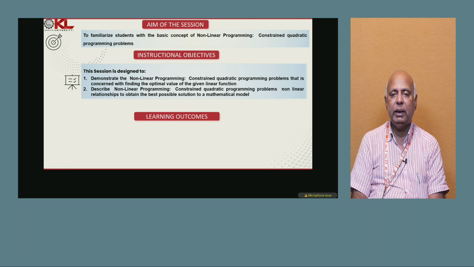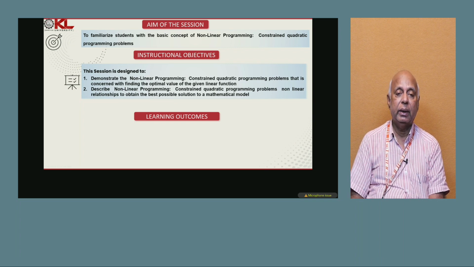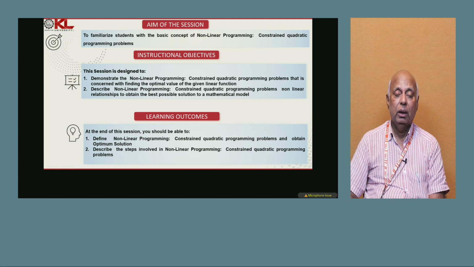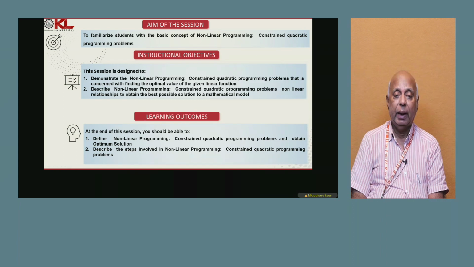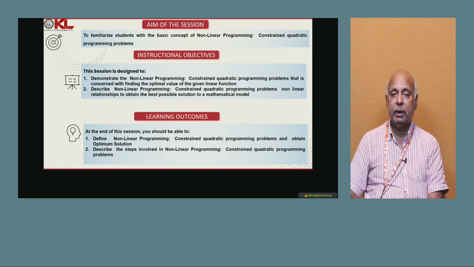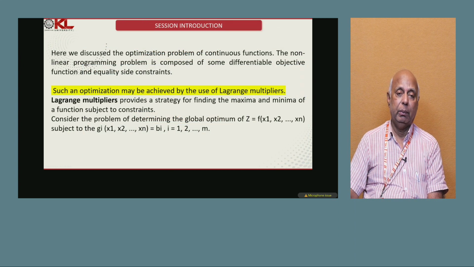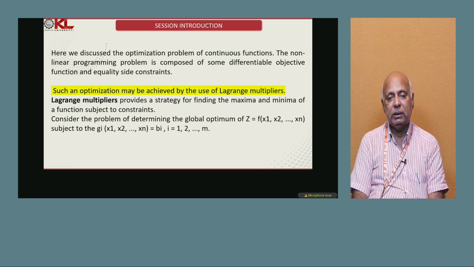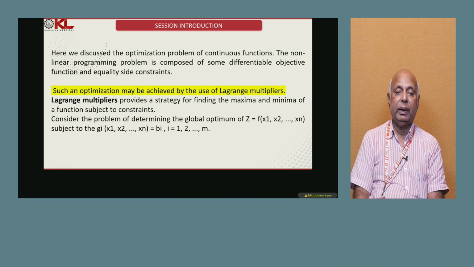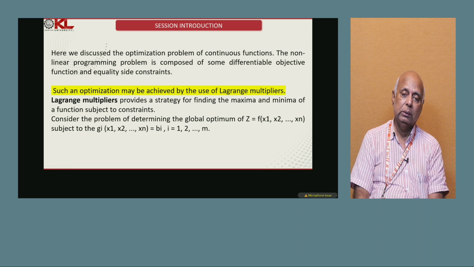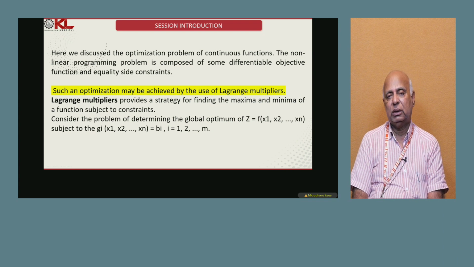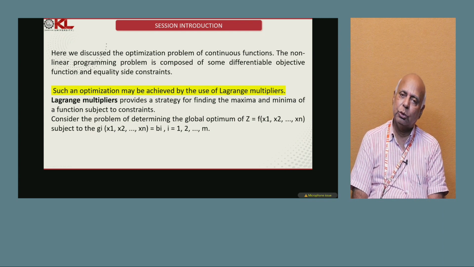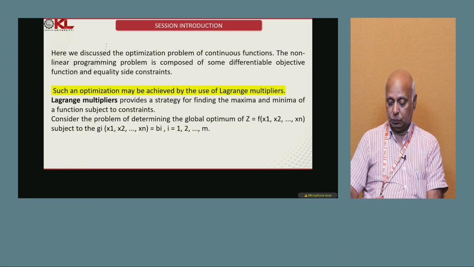The conditions are not linear but quadratic, and after the session is over you should be able to define what nonlinear programming is and obtain the optimum solution. Optimum solution means it could be either maximum or minimum. In this session we mainly use the concept of Lagrange's multipliers. Lagrange's multipliers are used to optimize the given function, in the sense of maximum or minimum.